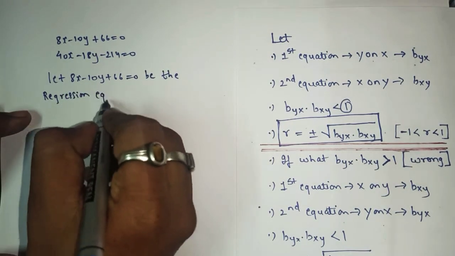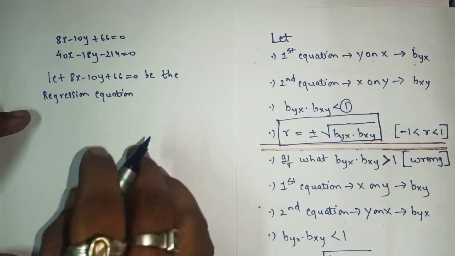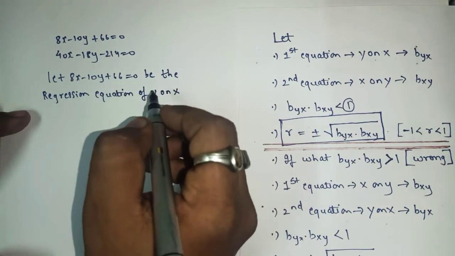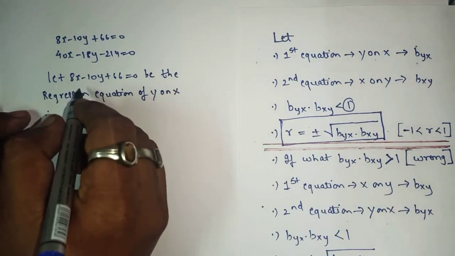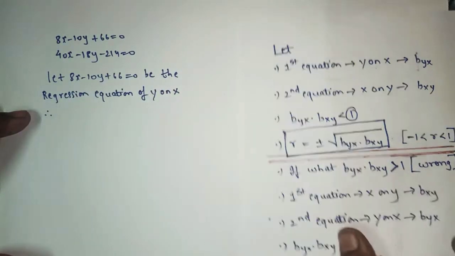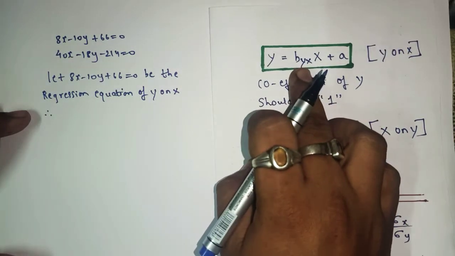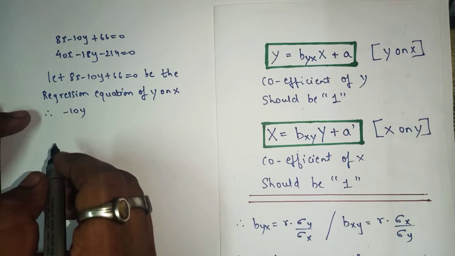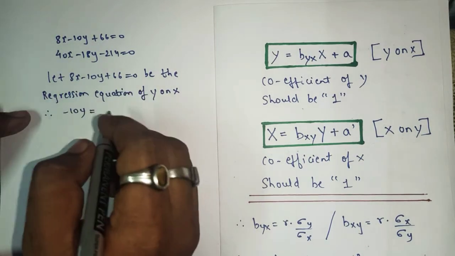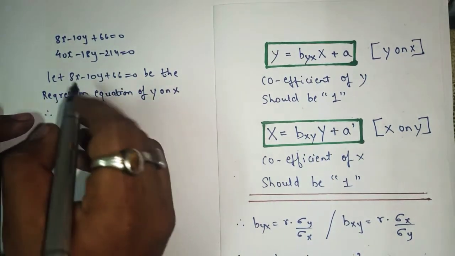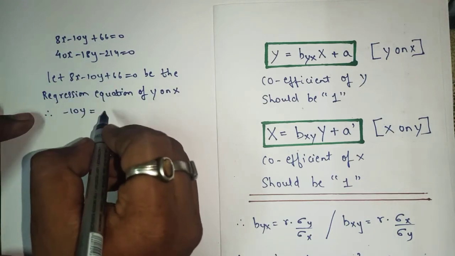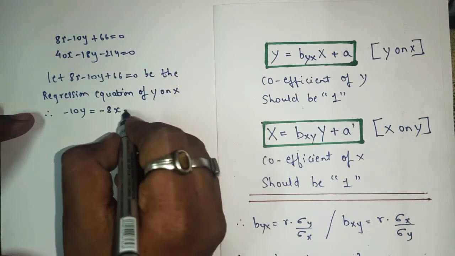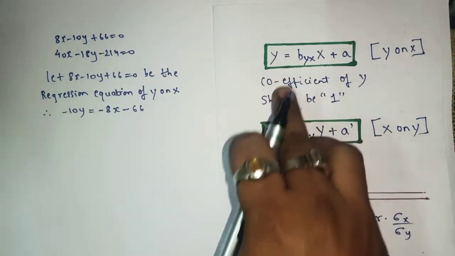regression equation of y on x. Understood? So now the equation will be what? If you want to convert the first equation into y on x, I will keep y on the left hand side and the remaining alphabet and number on the right hand side. So this will go that side, so this will be minus 8x, and this plus 66 will be minus 66.